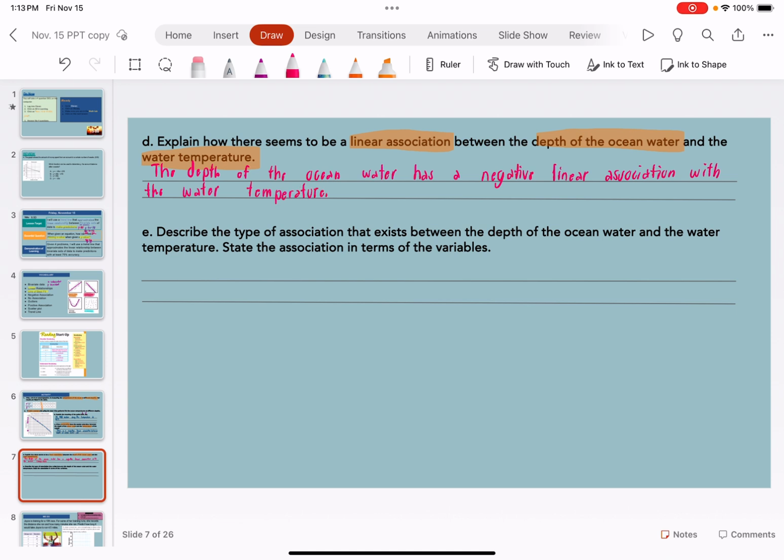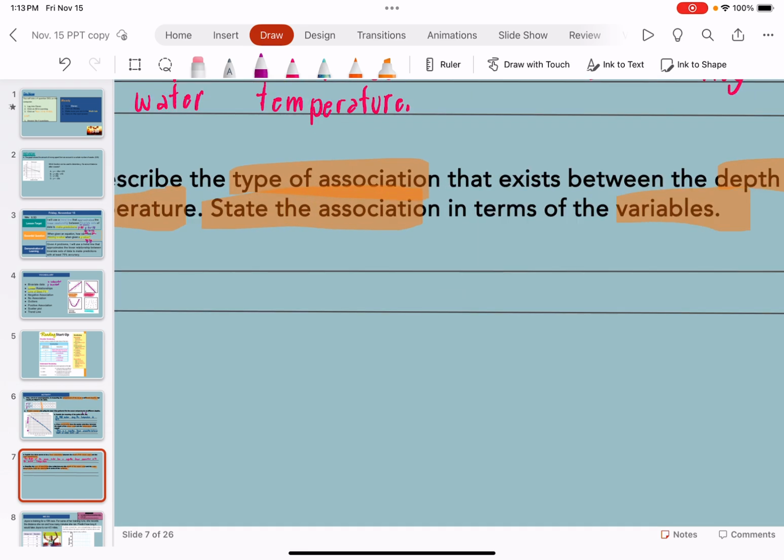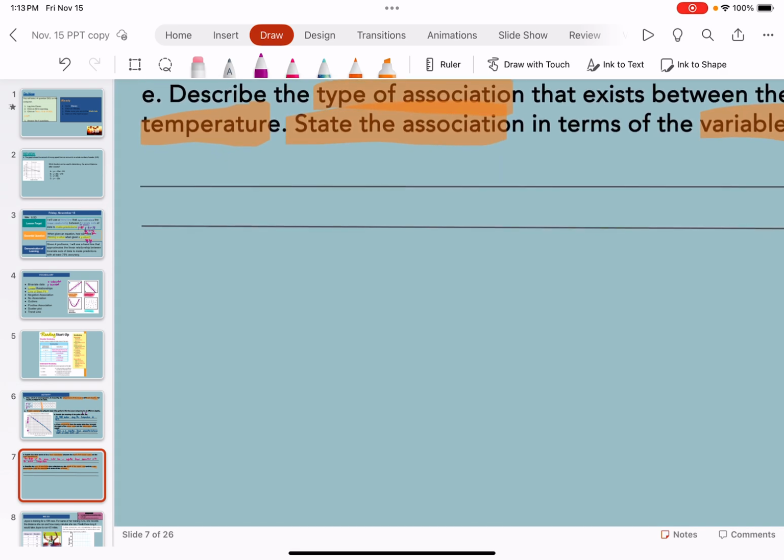Okay, lastly, E, it says describe the type of association that exists between the depth of the ocean water and the water temperature. We have to state the association in terms of the variables. Okay, so we're going to be more specific about what that negative linear association means, right?